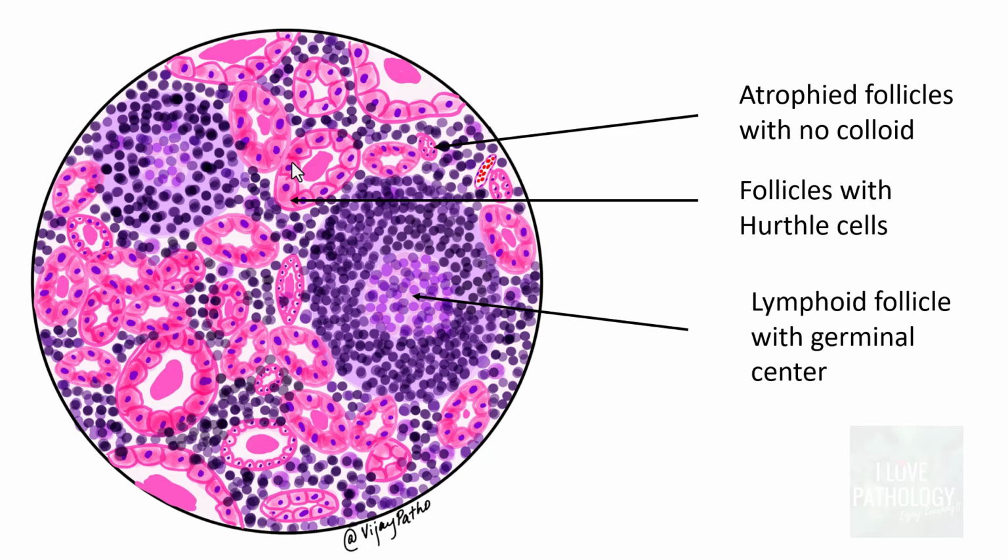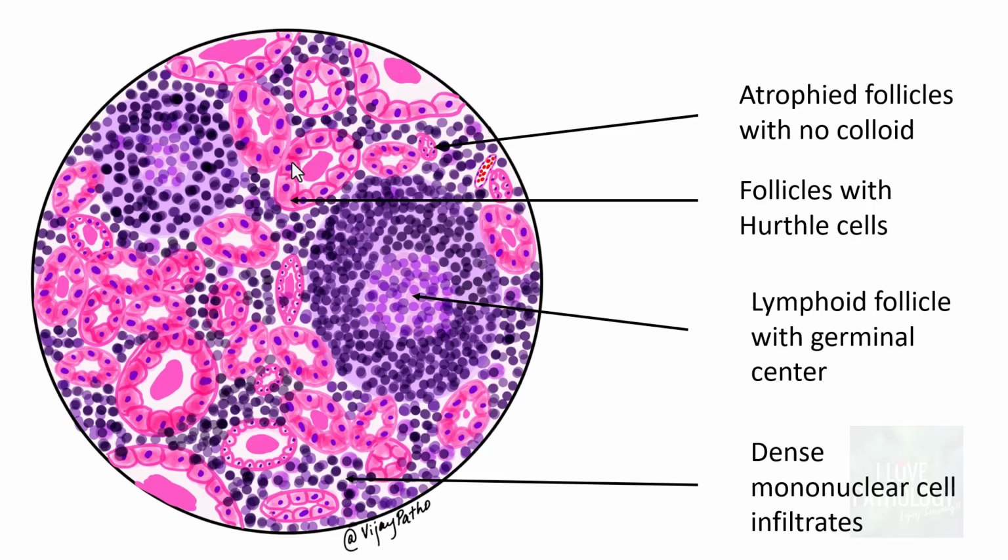The third one, depict lymphoid follicles with prominent germinal centers, and do not forget to show lots and lots of inflammatory cells in the stroma. It could be lymphocytes, plasma cells, and monocytes or macrophages. So this is how you illustrate Hashimoto thyroiditis.